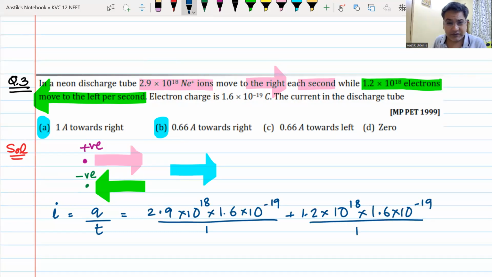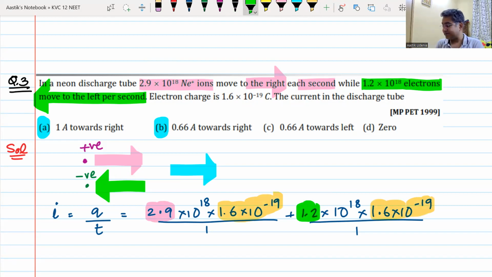Remember, you don't have to write so much, because if you write so much, you are going to waste time. This is basically the charge of an electron. Both are charges of the electron, so you can just keep them in mind. You just need to add this pink number with this green number.